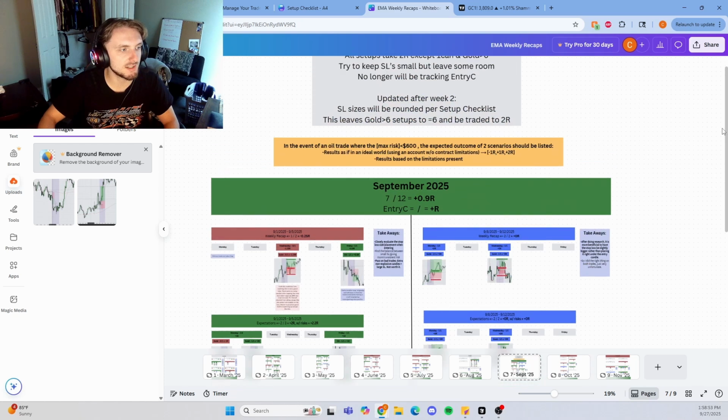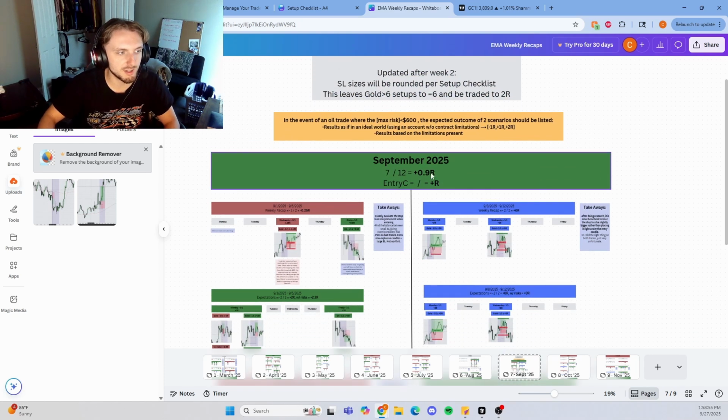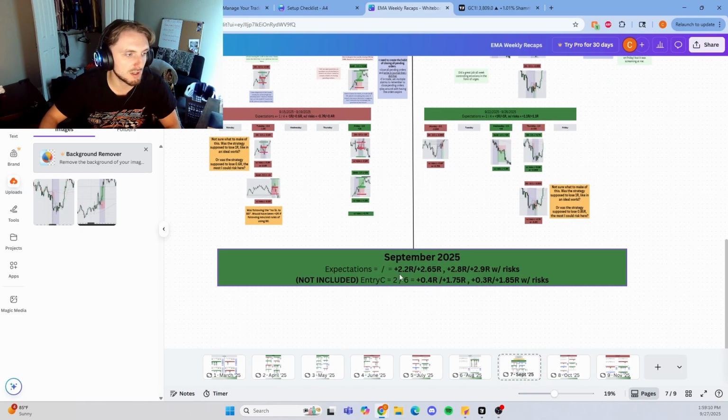So my performance up here is going to be in this green bar. I took 12 trades all month. I won 7 of them, and I made about 1R. Now there's a couple reasons for that. I was supposed to make a little bit more. The expected results were about 2R, 2.5R.